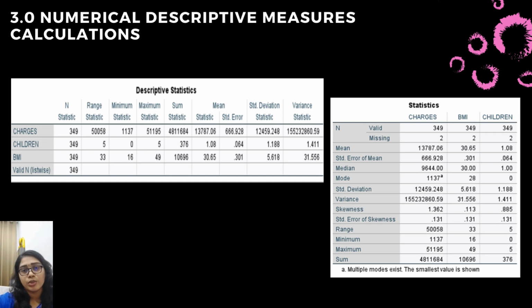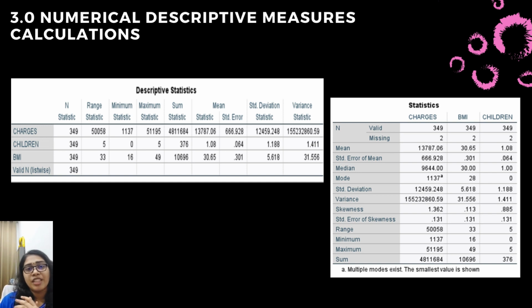So now we're going to see the calculation of the statistics with the three elements: charges, BMI and children. Valid is 349 for the three variables, and missing is 2 for the three variables also. Mean for the charges is 13,787.06, for BMI 30.65, for children is 1.08.